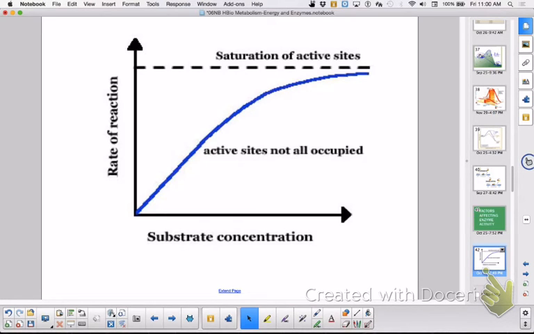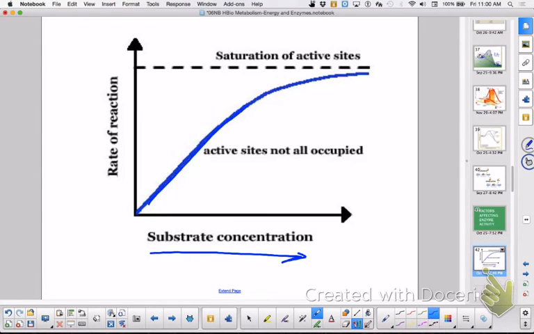Now I asked you, when would you be able to join more hands? Right now or at lunch? And you told me lunch. Why? There's more substrate, right? There's more people. So as you increase substrate concentration, you would assume the rate of your reaction would increase as well. But at some point, it starts to level off.